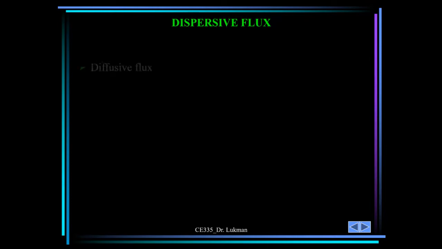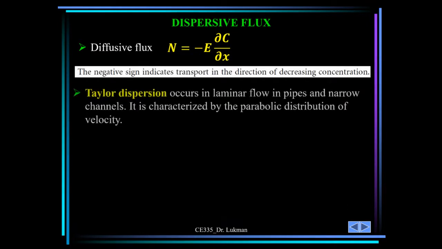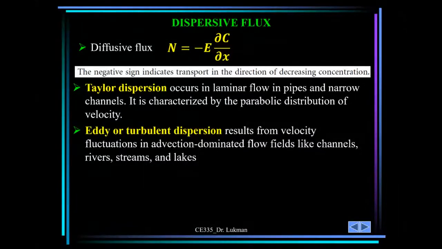Now, still on the dispersive flux, we have the diffusive flux, in which we have what is called Taylor dispersion, which occurs in laminar flow in pipes and narrow channels. It is characterized by the parabolic distribution of velocity, the parabolic distribution of velocity.